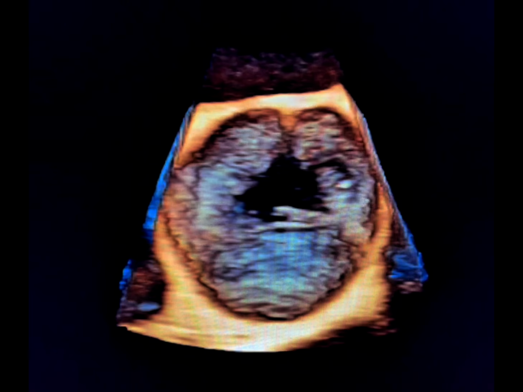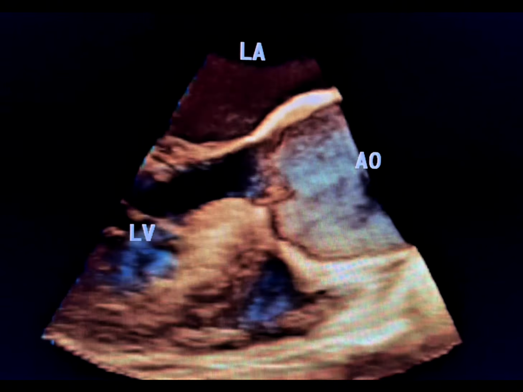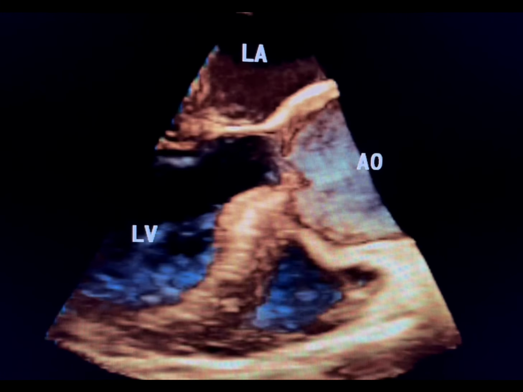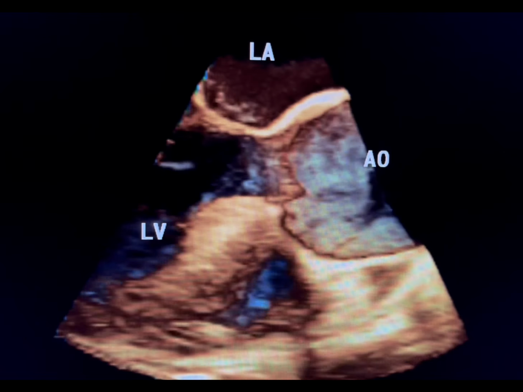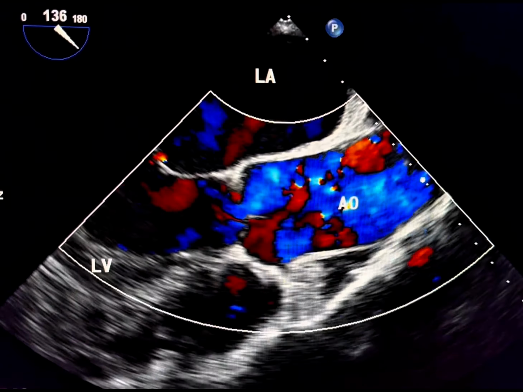The 3D view of the aortic valve demonstrates incomplete closure of cusps during diastole, secondary to the dilation of the aortic root. Therefore, in such cases, surgical management often involves aortic root replacement with preserved aortic valve.